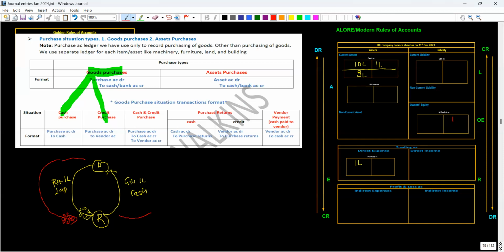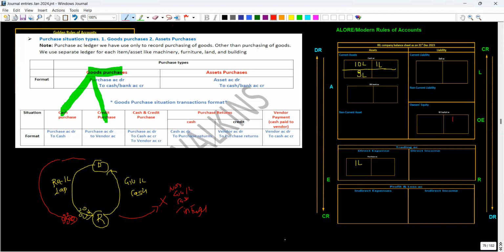What about the cash payment? Has the company paid? No, the company is not giving cash. The company is not giving 1 lakh rupees cash. It is planning to give in future. In future, they want to make the payment.